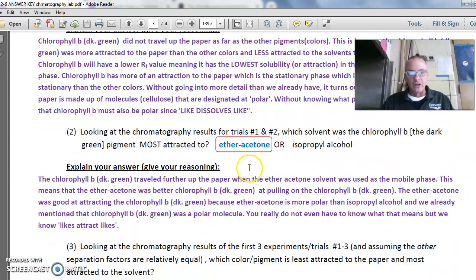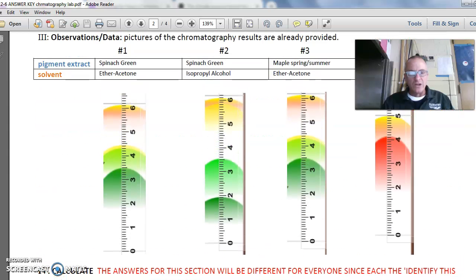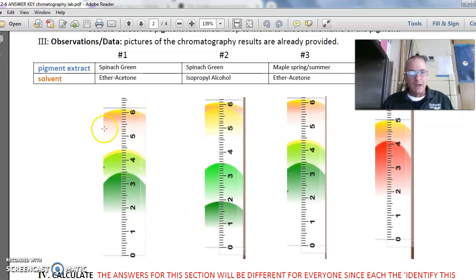Now they're asking us to look at trial 1 and 2. Which solvent was the chlorophyll B, the dark green, most attracted to? When we go up here, which solvent was it most attracted to? Trial 1 had ether acetone as the solvent, or the mobile phase. Trial 2 had the isopropyl alcohol as the mobile phase. That's called mobile because the solvent is moving, or is mobile, up the paper.